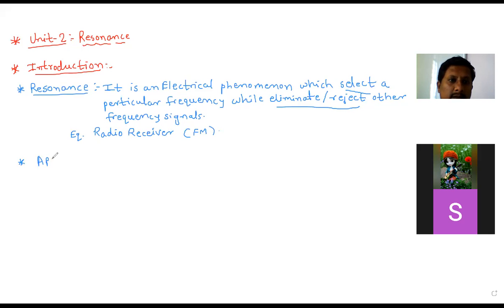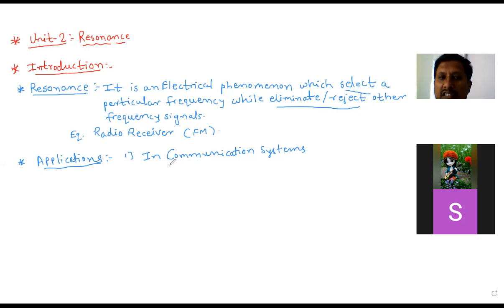Next, applications, where we are going to use resonance. First of all, in a communication system, where the transmitter and receiver parts are there, if it is related to frequency, then obviously we can use the resonance concept. For example, we can consider the radio receiver, then the television receiver.